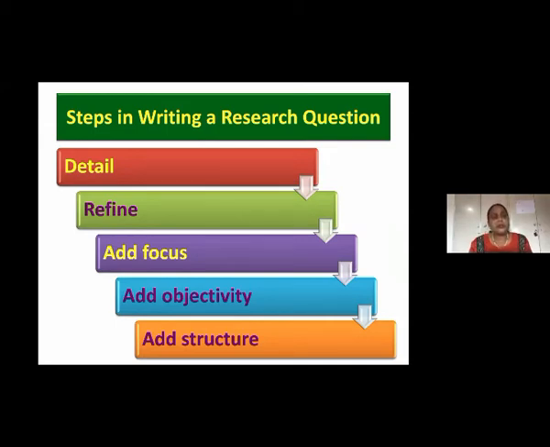In fact, when I was working in Canada, I realized that whenever a student has to write a research protocol, he ends up publishing a systematic review before he even starts his own study. Why? Because he has combed the literature, found out what it is in a systematic way, and then he knows all the existing data, and then he picks up something which has not been done in the past. Then he refines that question, adds focus to it, adds an objectivity to it, and adds structure to it, and that is how he writes his research question.